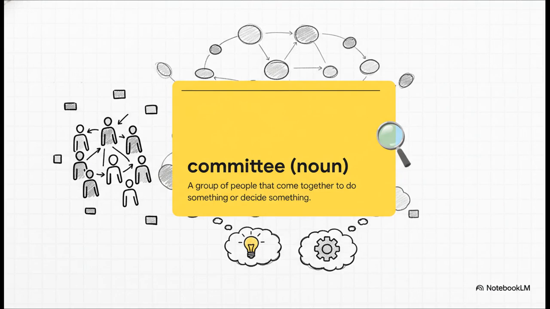Okay, just look at this definition. It is so simple and clear. It uses other basic words, group, people, come together, to explain what it means. And that right there is the magic of this whole system. Every single word in that 850-word list can be defined using only other words from the same list. It's a completely self-contained system.